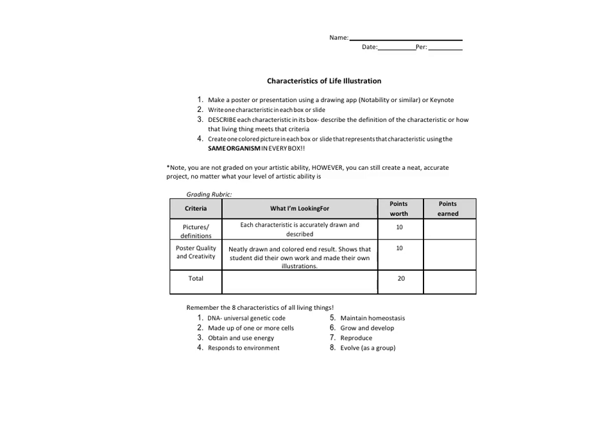You are using one type of living thing to show all of these. Say you use a butterfly for your example. You could say, a butterfly has DNA in all of its cells, which is the universal genetic code, something like that. So you can either give me the regular definition or apply it to your living thing and use that as your example. Create one colored picture in each box or slide.